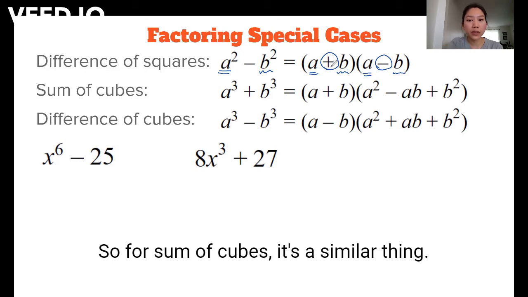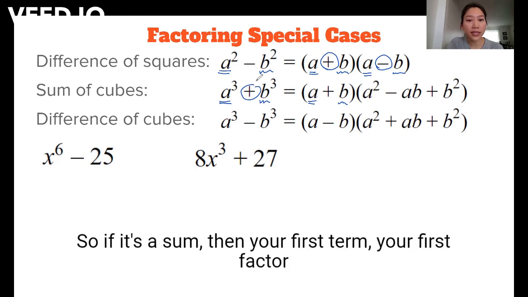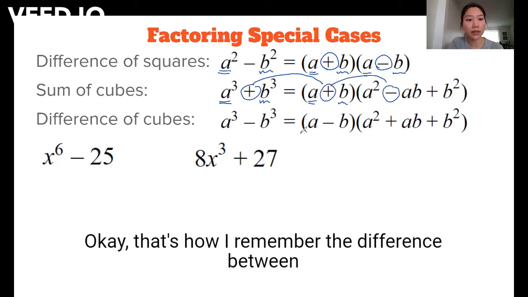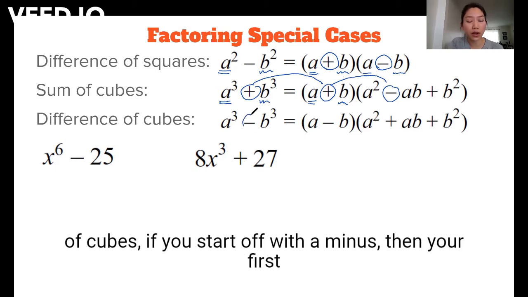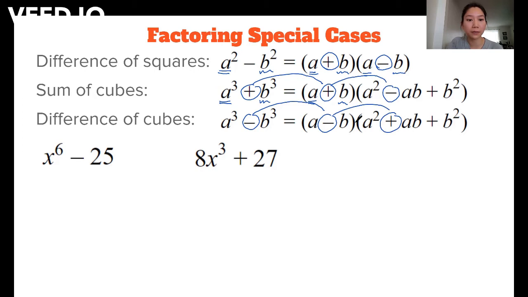So for sum of cubes, it's a similar thing. You would cube root the a, cube root the b, and for this, the signs do matter. So if it's a sum, then your first factor will be a sum. And then your second factor will be the opposite sign. Okay, that's how I remember the difference between sum of cubes and difference of cubes. Because for the difference of cubes, if you start off with a minus, then your first factor will be a minus, and then your second factor will be the opposite sign.